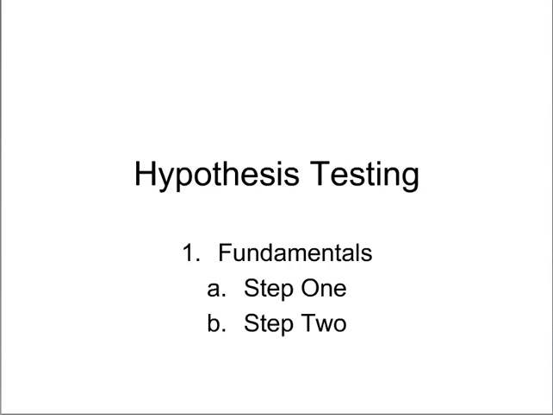In other words, the null will always be either greater than or equal to, or less than or equal to. The alternative hypothesis cannot have an equal to sign in it. The alternative hypothesis would always be greater than or less than. Again, that gives you mutually exclusive, collectively exhaustive hypotheses and grounds your null hypothesis with the equal to sign.